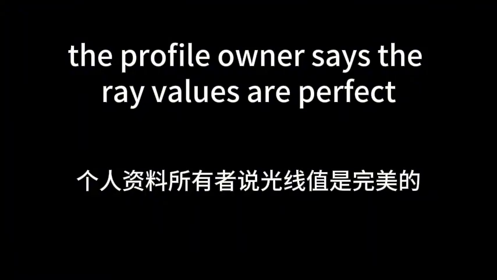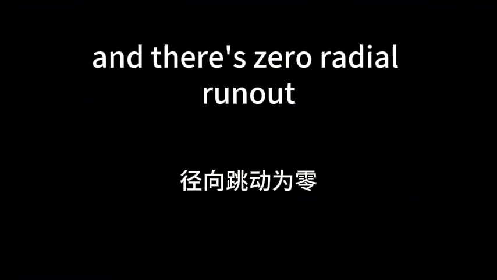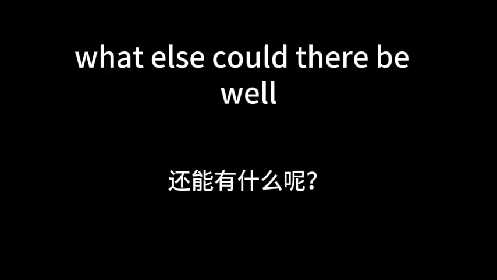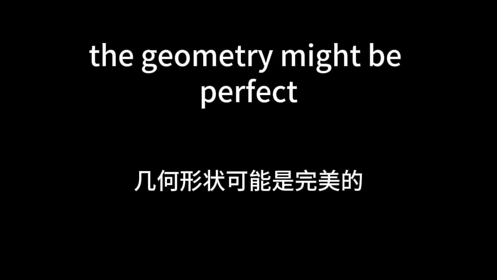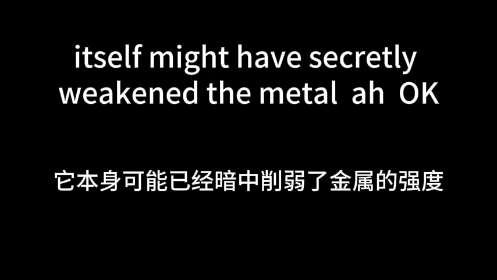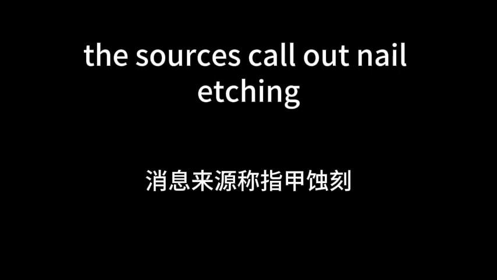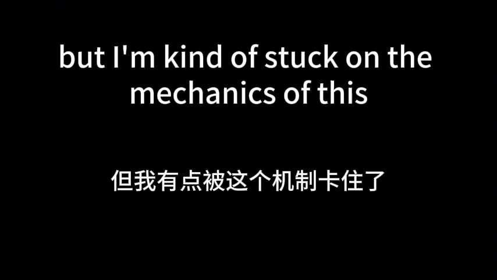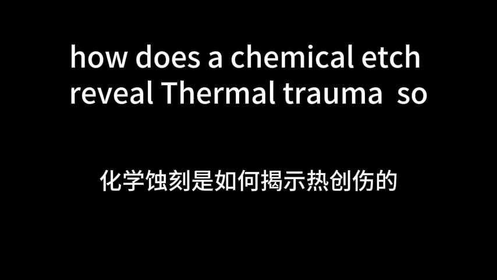All right, so let's say the part passes the CMM, the profilometer says the Ra value is perfect, and there's 0 radial runout. We're totally good to go. Wait, not necessarily. Wait, what else could there be? Well, the geometry might be perfect, but the extreme heat from the manufacturing process itself might have secretly weakened the metal. Ah, okay. The sources call out needle etching here to detect grinding burn. But I'm kind of stuck on the mechanics of this. How does a chemical etch reveal thermal trauma?